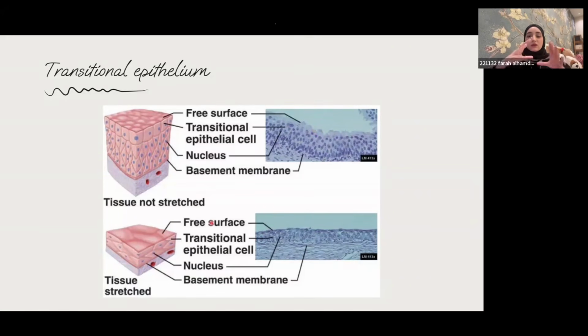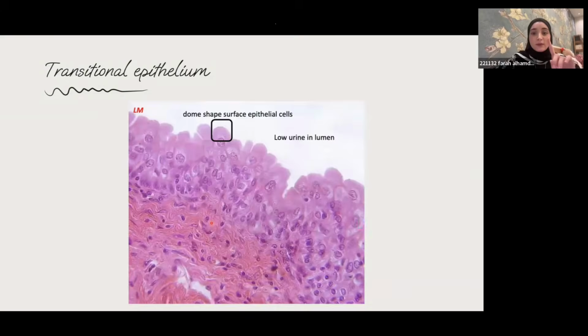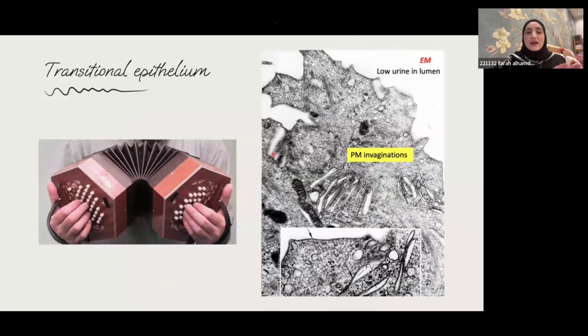But when the tissue is stretched, when it has to accommodate more urine, what does it do? The layers become flattened, they spread out. We have 2 layers now, and the plasma membranes invaginate. I'll show you how. Here, do we have high or low urine? It says low urine and lumen. They're dome-shaped, cuboidal-like epithelium. Okay, here's how they invaginate.